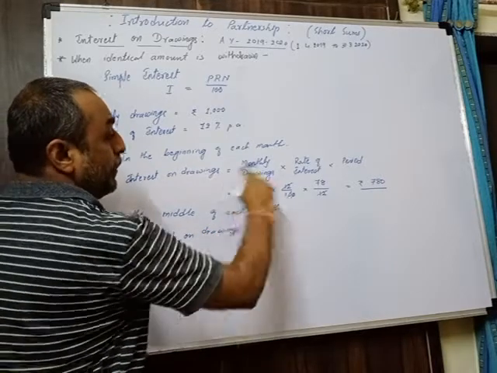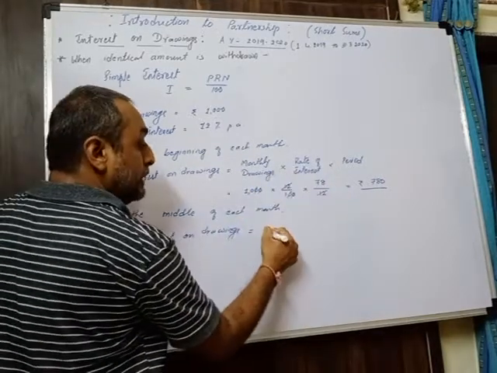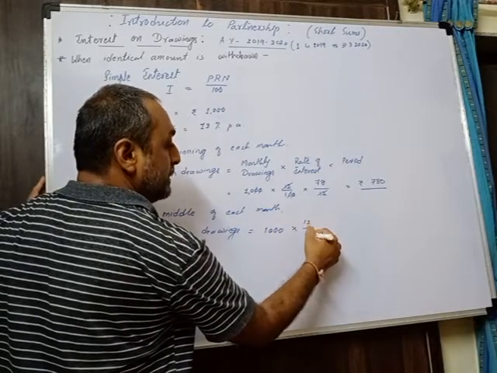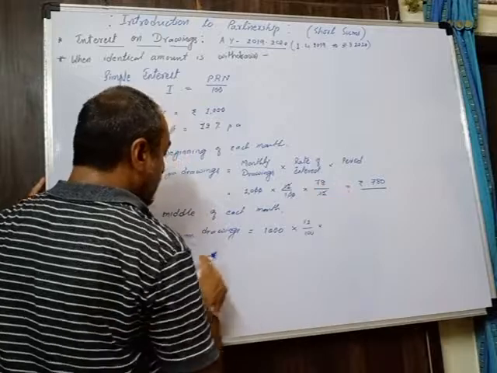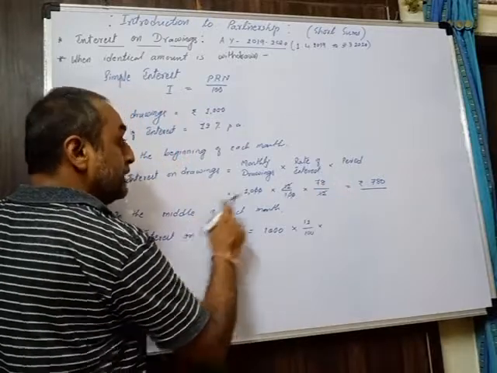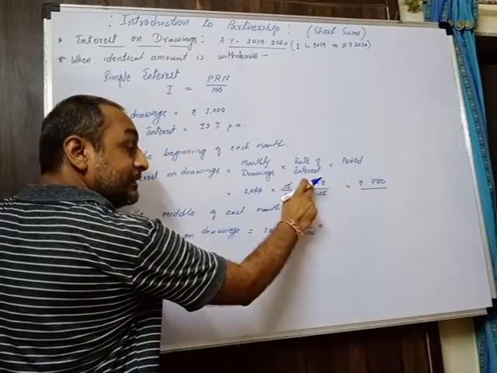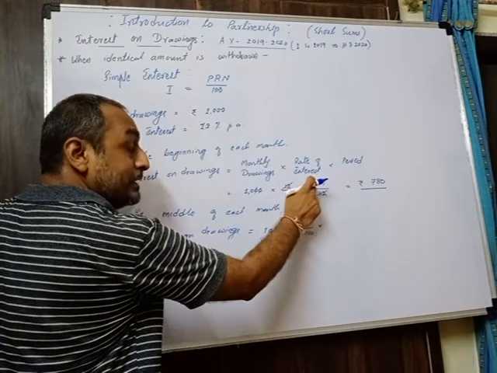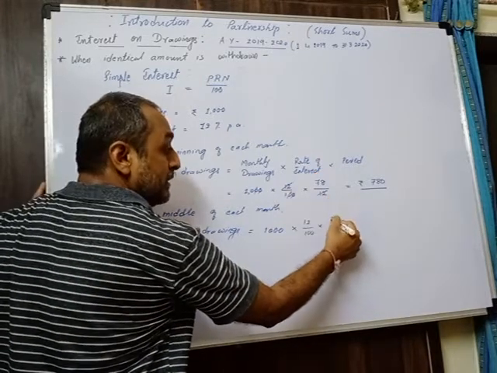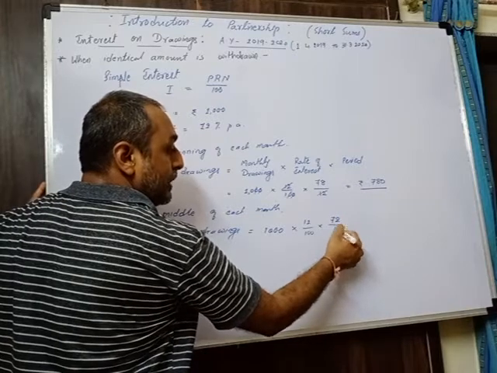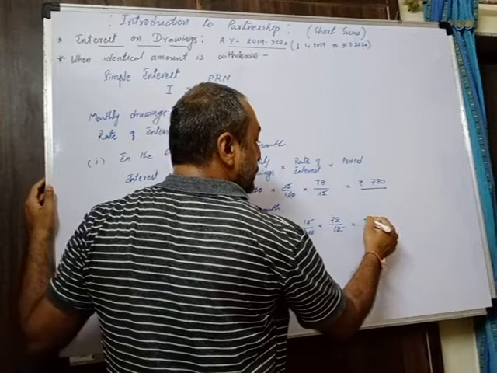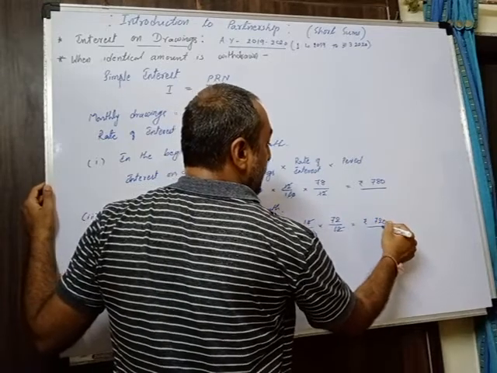Now same formula will continue, only the period will change. 1000 value monthly drawings, 12% rate of interest, and the period when it is in the middle of each month, period you have to take less 6 than this value, that is 78 minus 6, that will be how much? 72 by 12. So again 12 and 12 is cancelled, 0 is cancelled, that will come to 720.